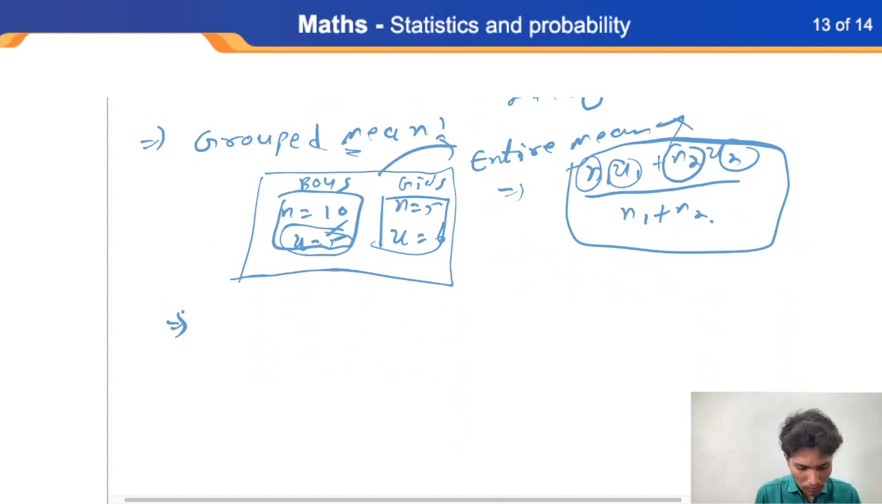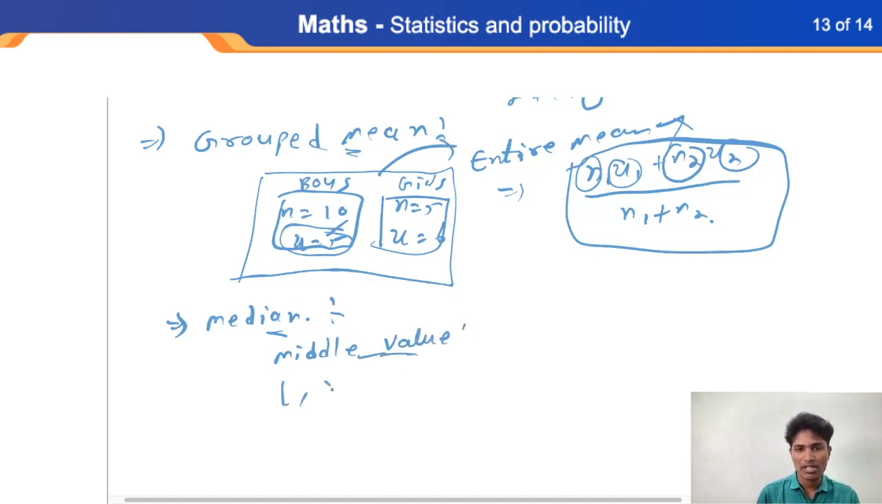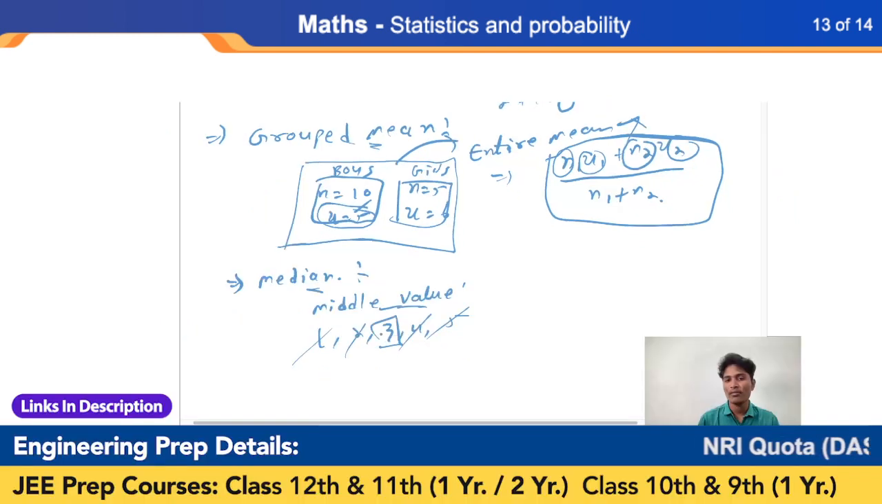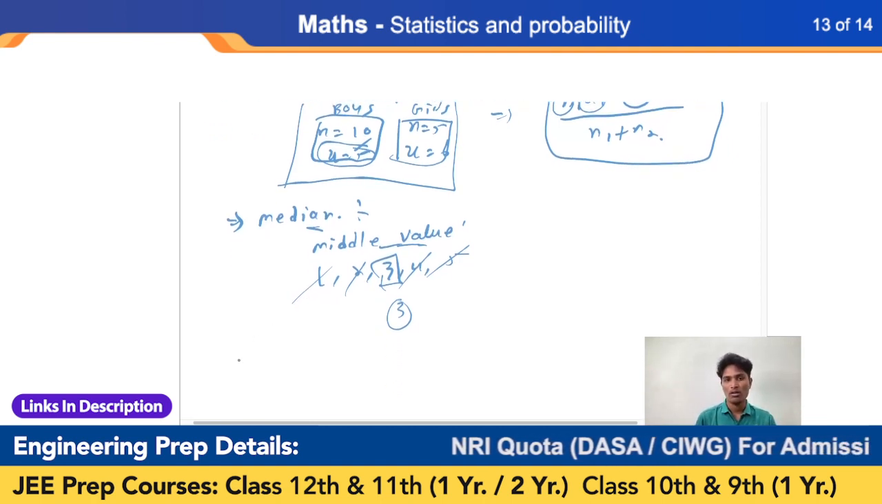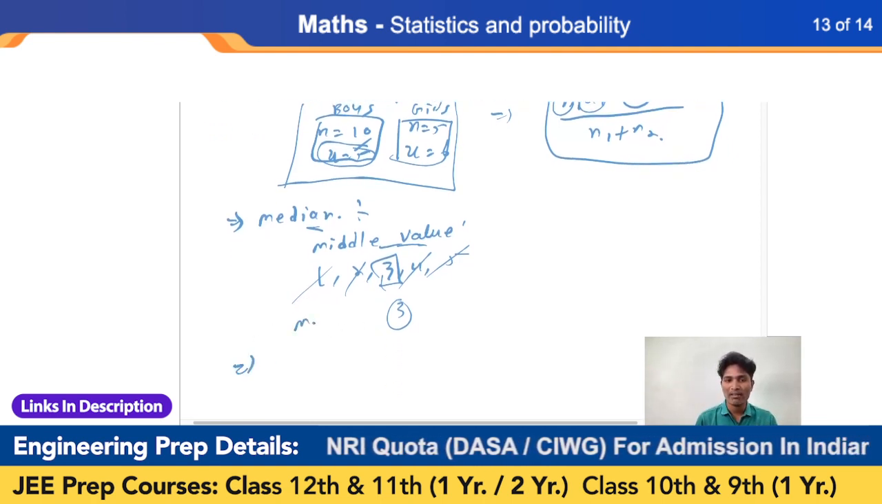Now comes the important one, that is median. What is median? The median is the middle value. You can think like that. What is the middle value? Suppose there are observations like 1, 2, 3, 4, 5. Calculate the middle value. The middle value is 3. Out of the observations, the middle value is called the median. So here median is equal to 3.